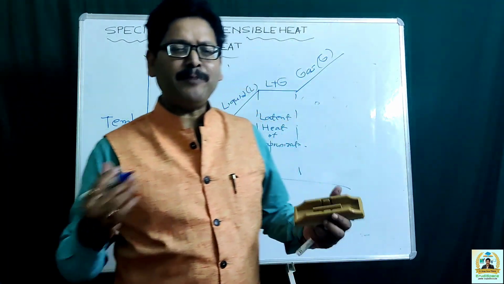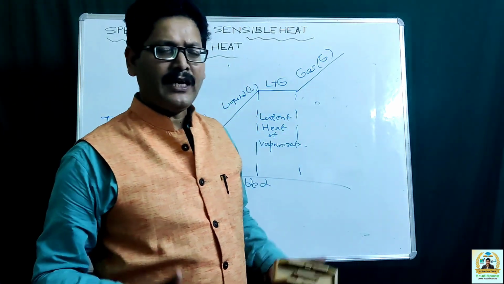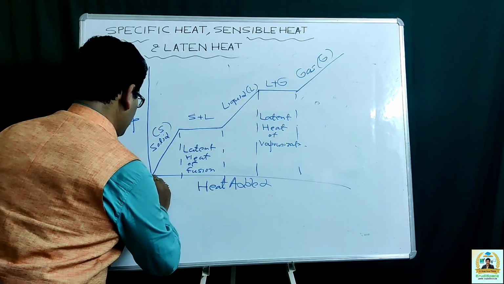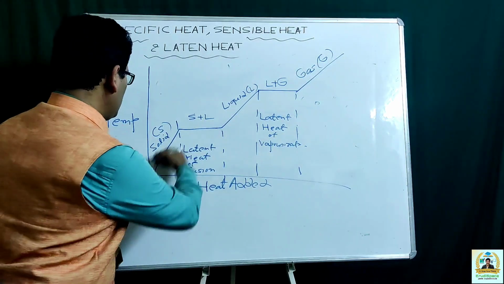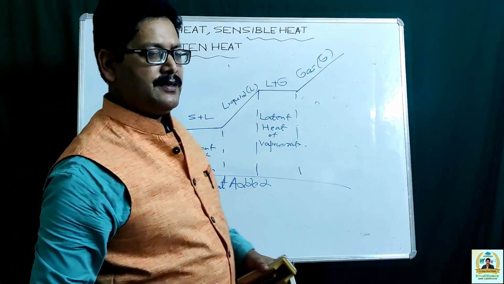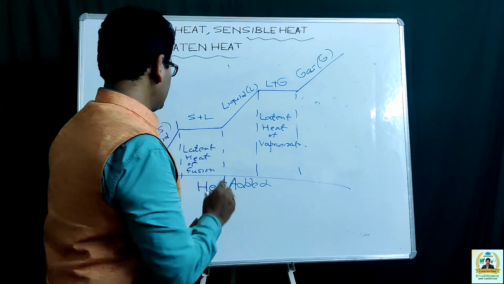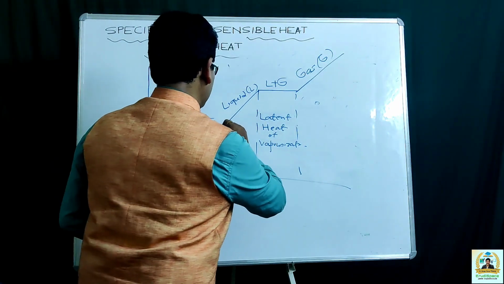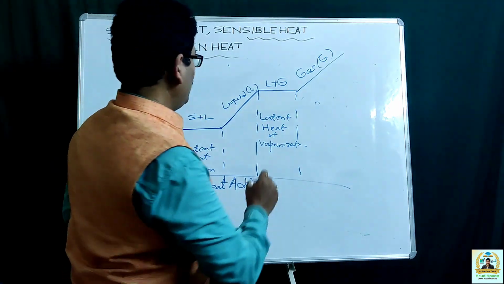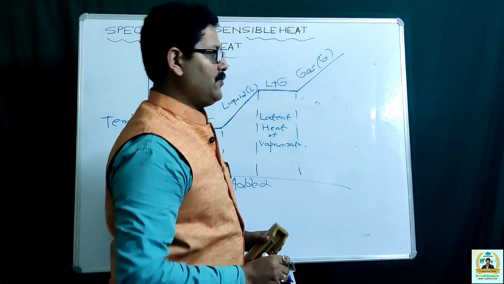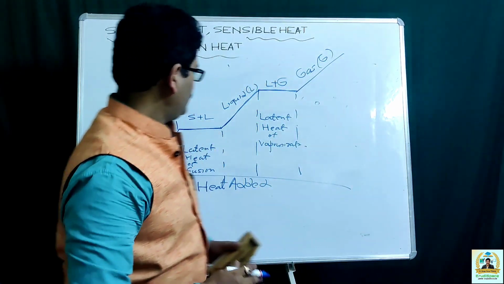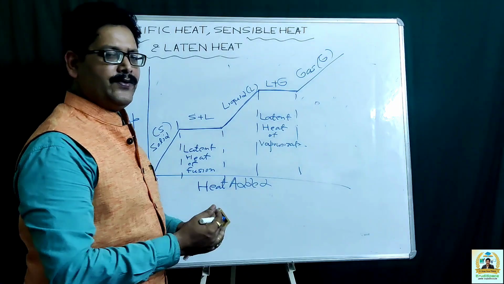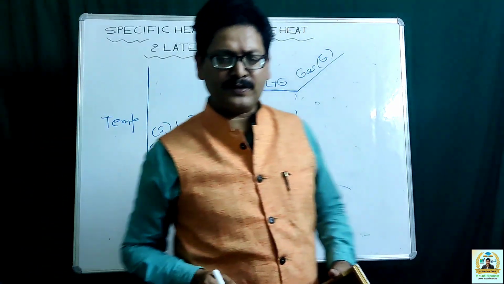So with this diagram, I will explain what is actually sensible heat addition and what is latent heat addition. First, this is your sensible heat addition, where there is increase in temperature of the solid substance. This one is your latent heat addition, followed by again sensible heat addition, followed by latent heat addition, followed by again sensible heat addition. So the entire diagram is split into 6 parts with alternate sensible and latent heat addition processes.